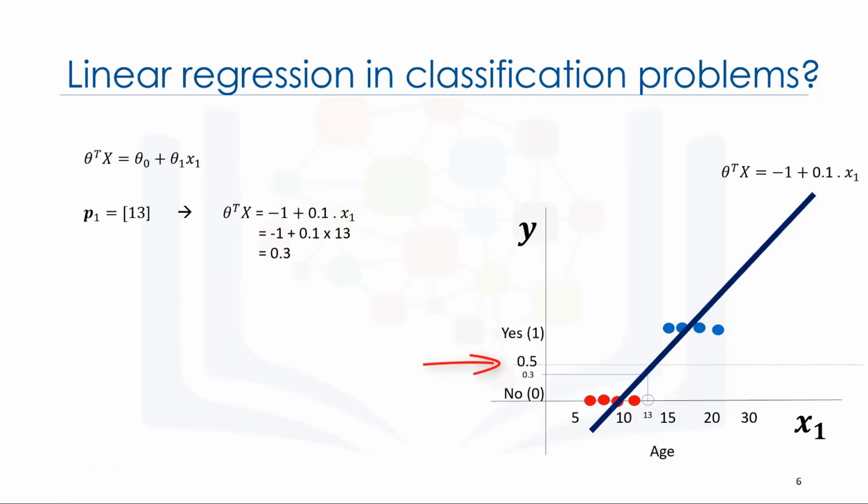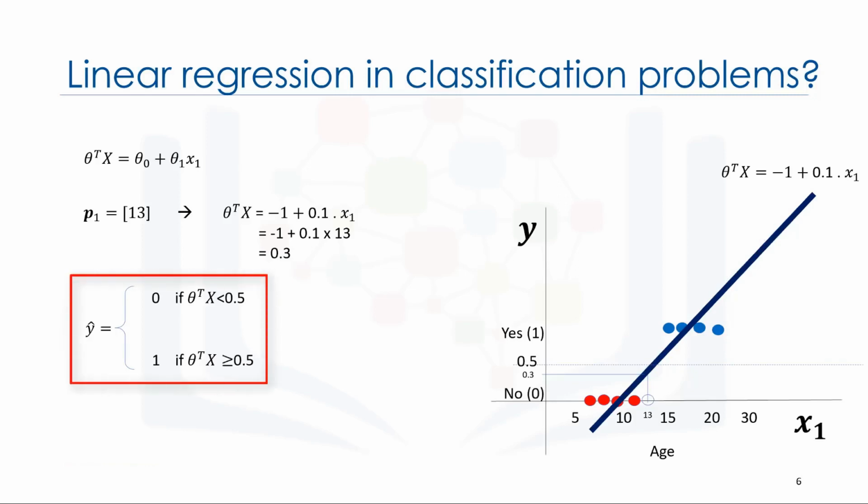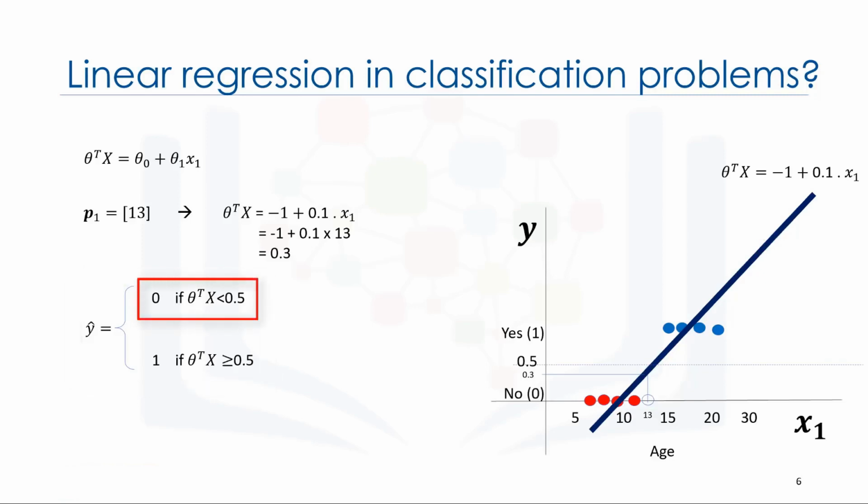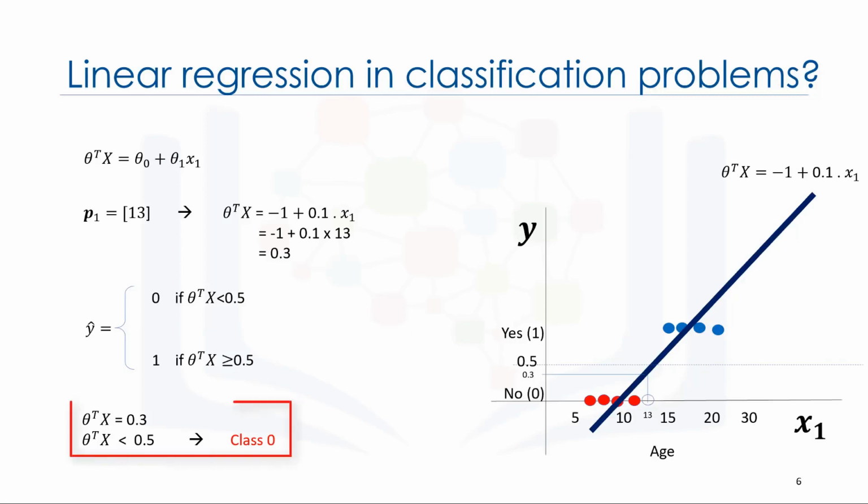Now we can define a threshold here, for example at 0.5, to define the class. So we write a rule here for our model, y hat, which allows us to separate class 0 from class 1. If the value of theta transpose x is less than 0.5, then the class is 0. Otherwise, if the value of theta transpose x is more than 0.5, then the class is 1. And because our customer's y value is less than the threshold, we can say it belongs to class 0 based on our model. But there is one problem here.